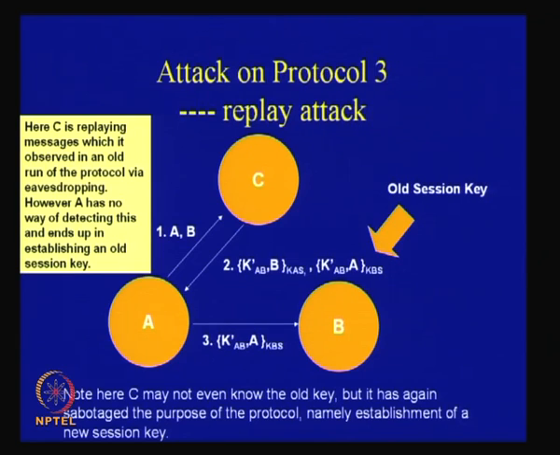Remember that one of the objectives of our protocol was that A and B should generate a new key and not an old key, a fresh key, right. The reason is this, because it may happen that an old key has leaked, and if the old key has leaked, that should not affect my communication or the security of the communication at this point, right. So, the problem is that A has no way of detecting this, and ends up establishing an old session key.